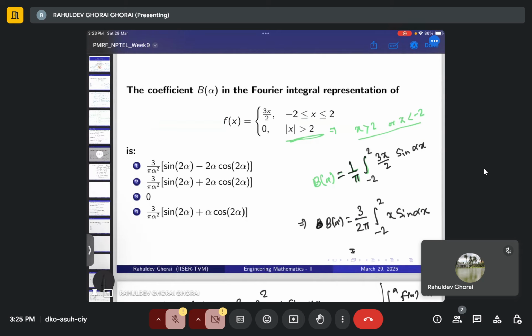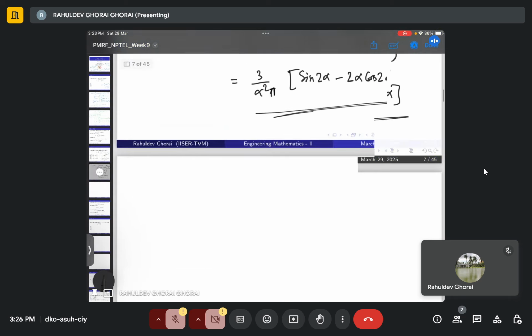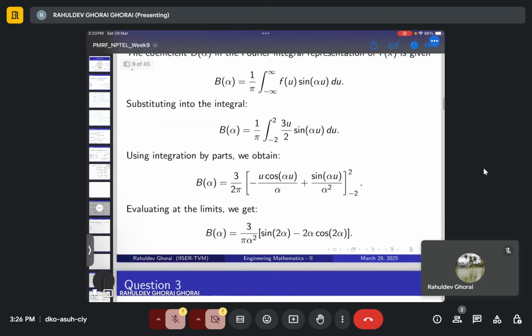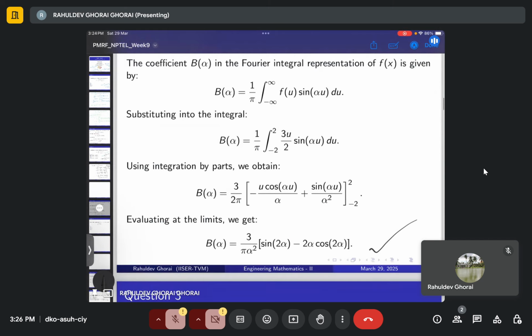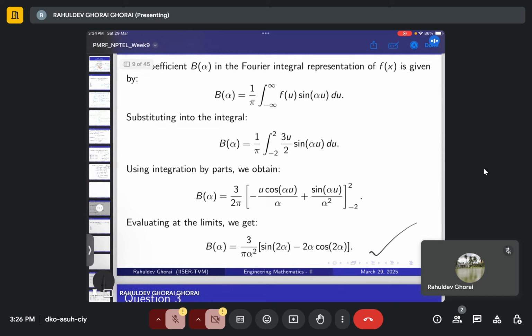options. See, 3 over pi alpha square everyone has, this one, this one, this one, but the answer should be sin 2 alpha minus 2 cos 2 alpha. So the first one is correct, others are not correct, right? That's how it will be. So the answer is also given.